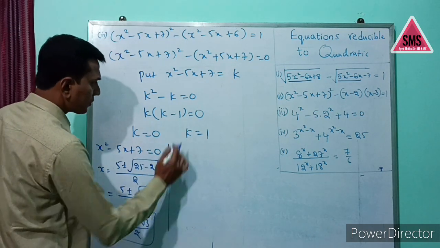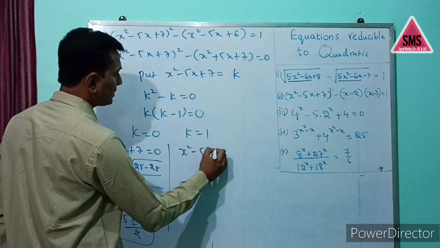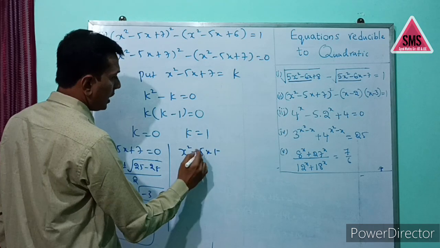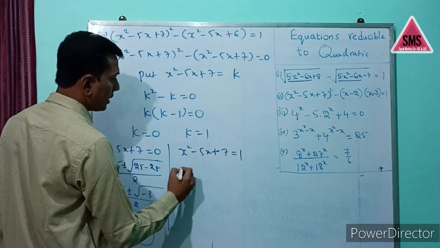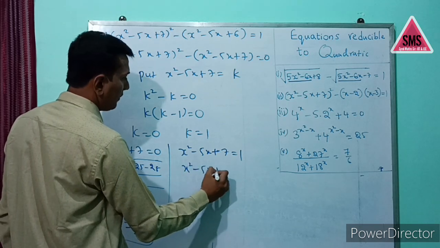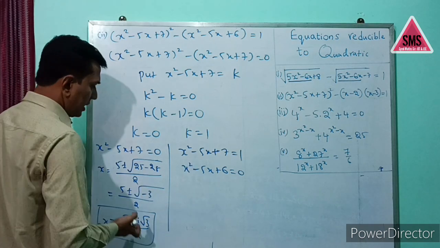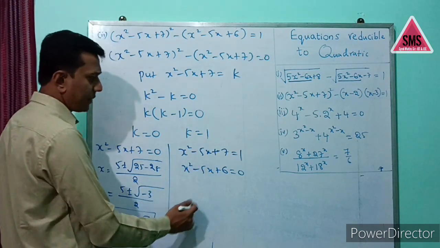On the other hand, k equals 1. Not plus, minus: x square minus 5x plus 7 equals 1. So when you simplify this one, you will get x square minus 5x plus 6 equals 0. Generally, either by quadratic formula or normal factorization, the splitting factors method, you can simplify this one.